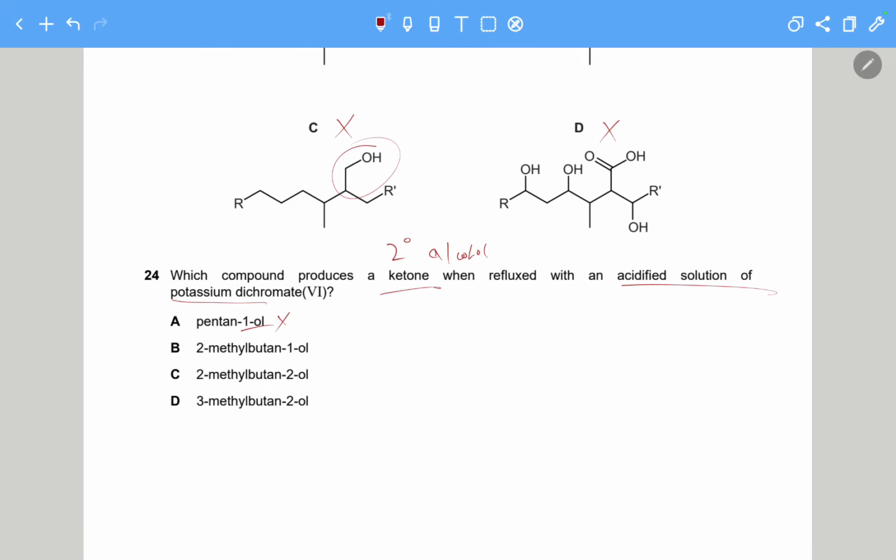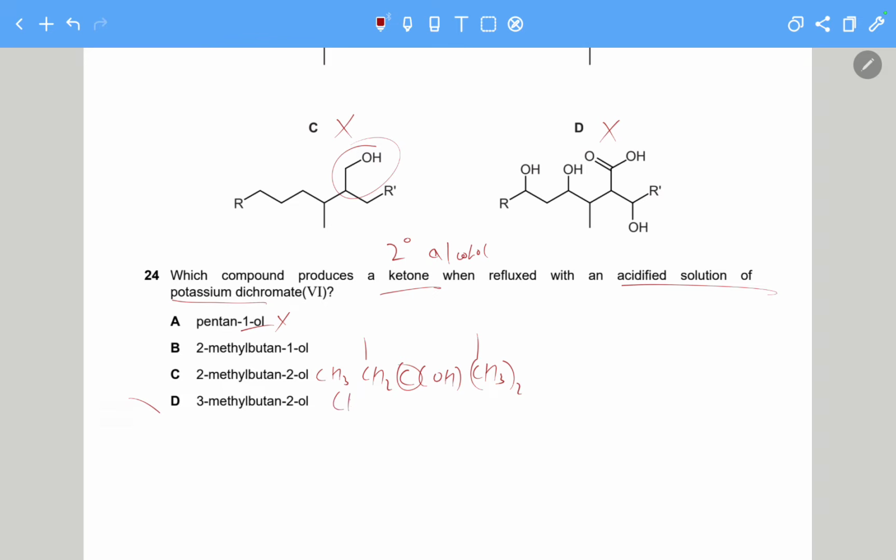2-methyl-butan-2-ol, it's a tertiary alcohol. Let's draw this one. CH3, CH2, COH, CH3 whole twice. This carbon is bonded to 3 other carbons, 2 from the methyl groups, these ones, and 1 from the CH2. Tertiary alcohols, they do not get oxidized. C cannot be the answer. So D is the only one left.